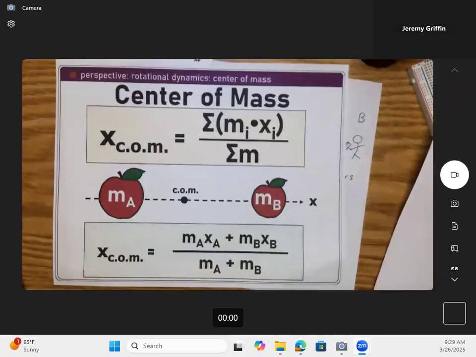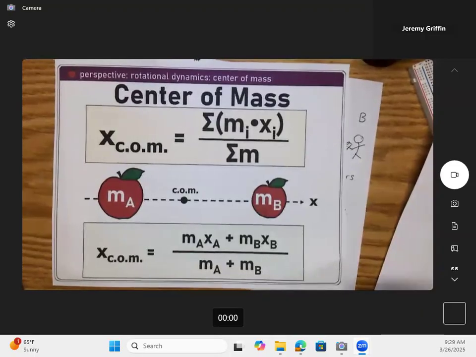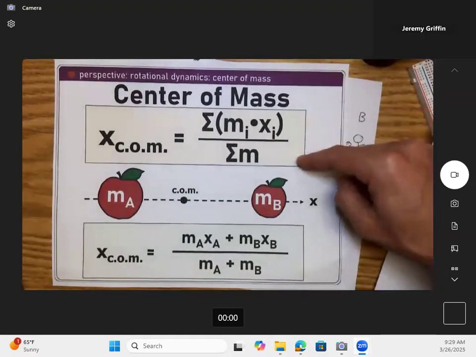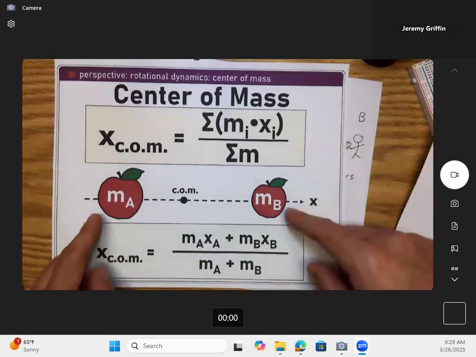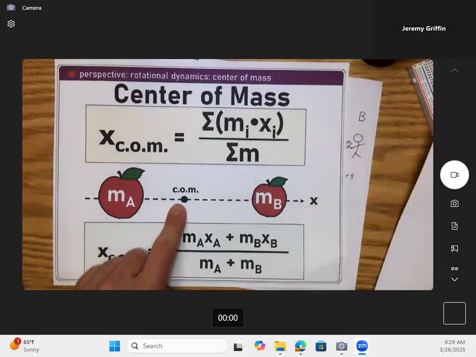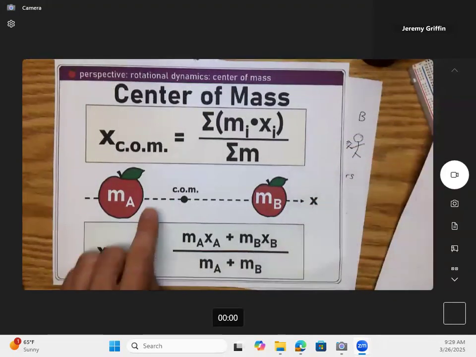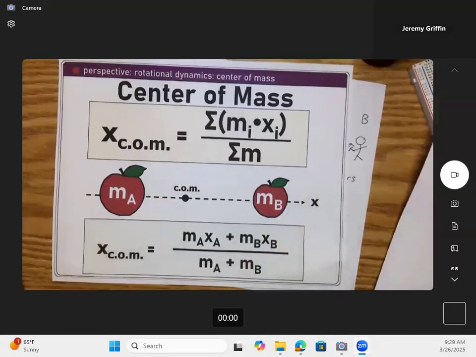Right. Oh, and speaking of center of mass, here's how you calculate center of mass. You take a weighted average. So it's mass times location, all divided by the sum of the masses. Okay, so for 2 masses, it would be like this. It's the point you could balance on your finger. The point where if you spin it in the air, it would spin about that center point.